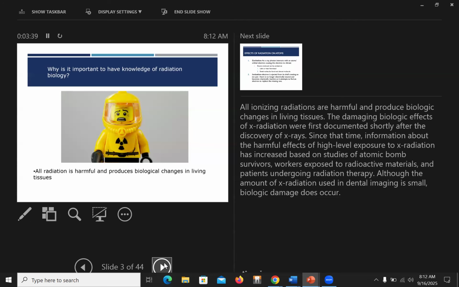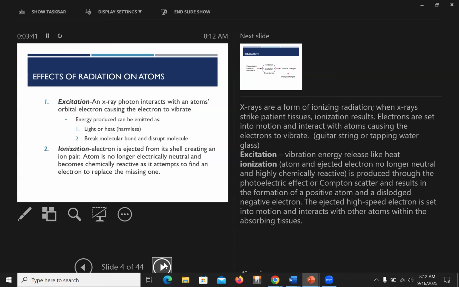All radiation is harmful and produces biological changes in living tissue. That's the main point. Two concepts we want to be aware of are excitation and ionization. Excitation is when the radiation comes in and excites the cell or the atom. It causes everything to move around and jiggle, and it might settle back down and nothing happens, or it could excite it so much that it does actually break the bonds.